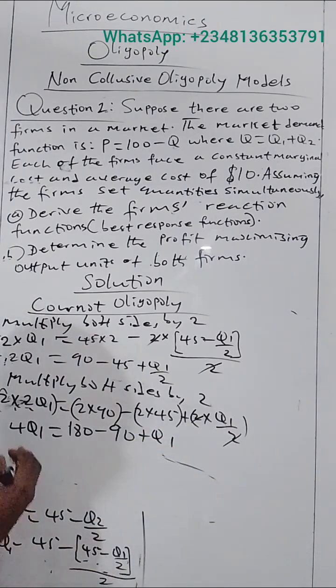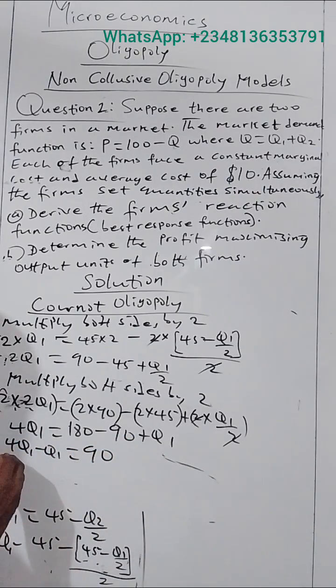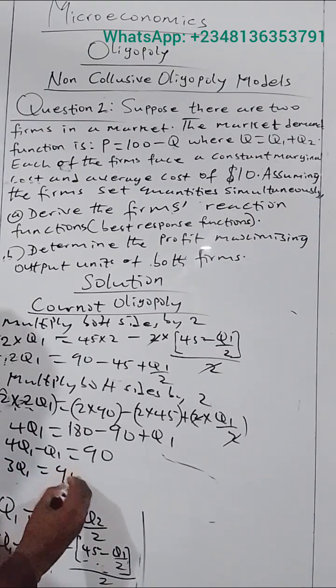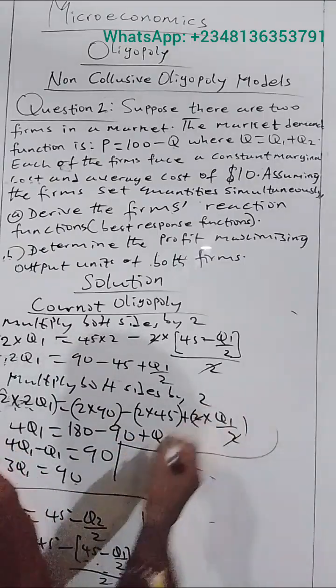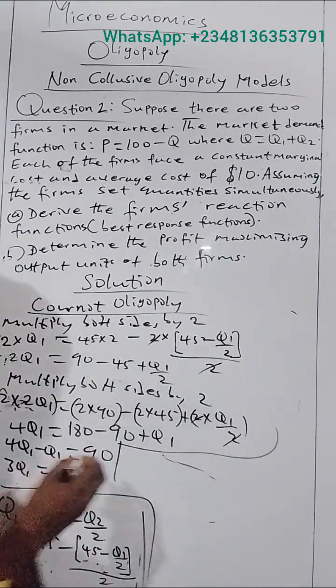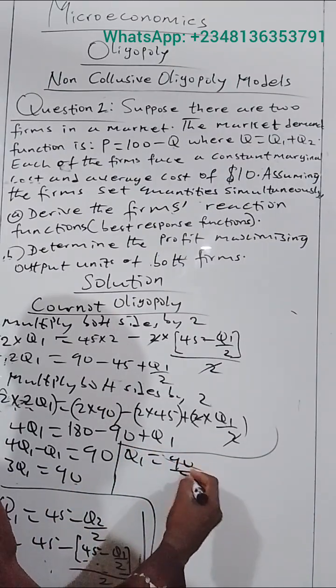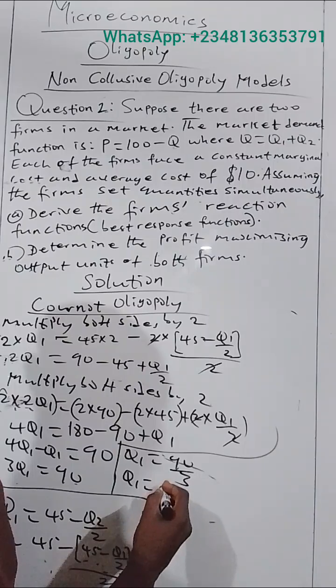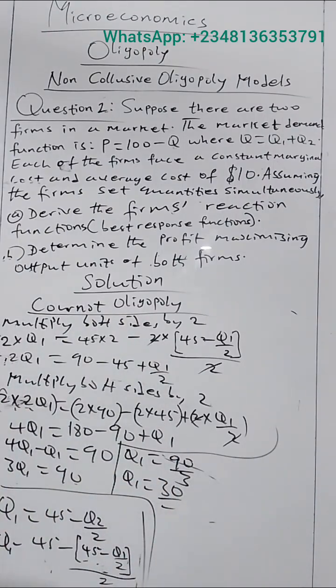Then I can collect the like terms. So I have 4Q1 minus Q1 equals 90. Then I have 3Q1 equals 90. Then I divide both sides by the coefficient of Q1, which is 3. Then Q1 equals 90 divided by 3. Therefore, Q1 is equal to 30, meaning that the output of firm 1 is equal to 30 in this Cournot oligopoly.